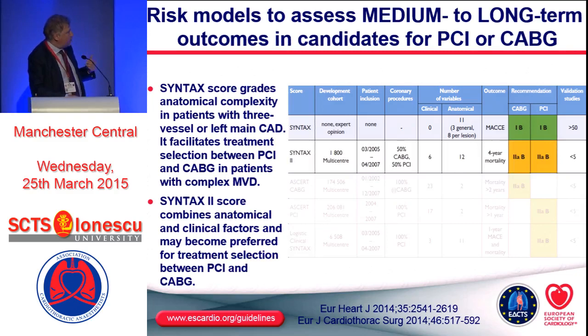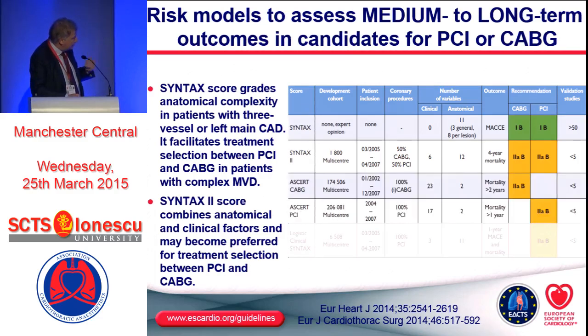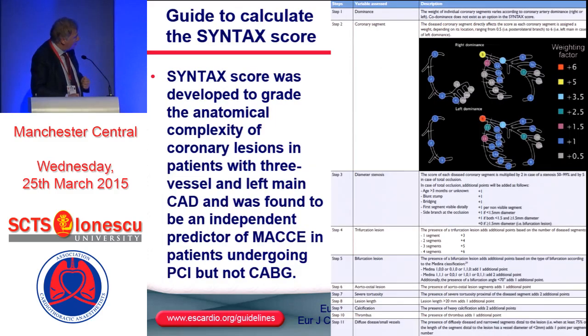Second is the interest of the syntax 2, because in addition to 12 anatomical variables, we have 6 clinical variables. So it may become the preferred score for treatment selection between PCI and CABG. So I think this is a first very precise impact of syntax. It is on risk model. The assert CABG and assert PCI both assume a class 2A recommendation.